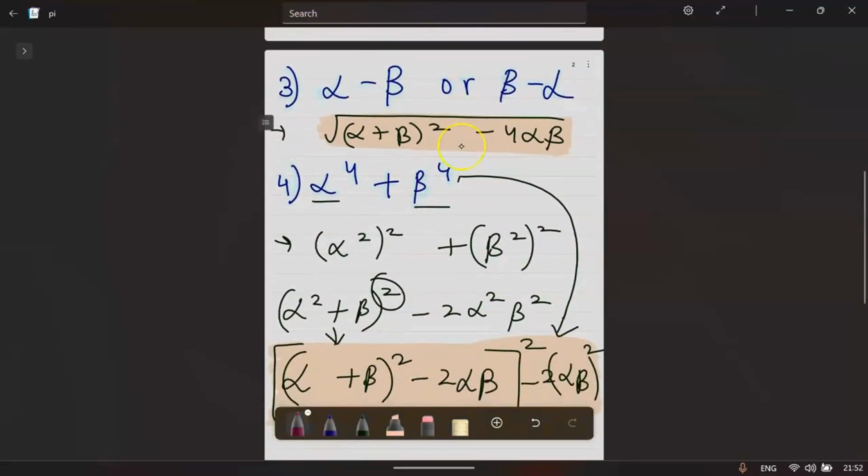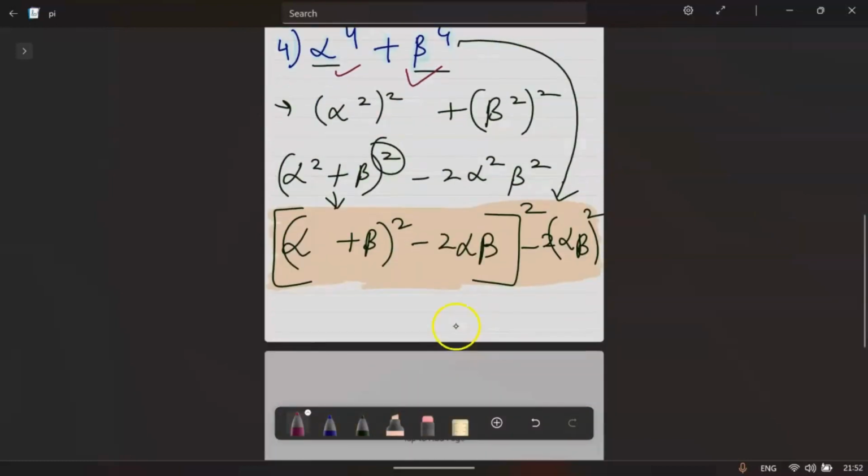Good. Next we have alpha minus beta or beta minus alpha, you can say any. So under root alpha plus beta whole square minus 4 alpha beta. This one also you got. Let's remove it. Next we have alpha 4 plus beta 4, which is this. I showed you its complete derivation, so you should know this.